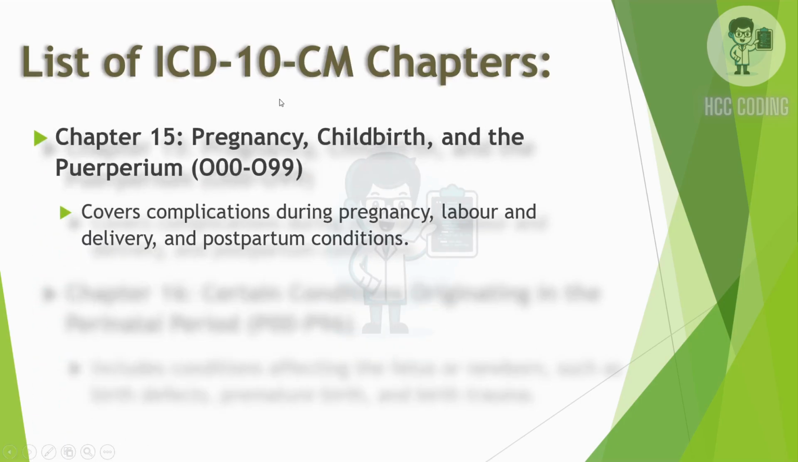Coming to chapter 15, pregnancy, childbirth and puerperium, where the code category starts from O00 to O99, which covers from the start of the pregnancy until delivery, what complications a pregnant patient used to have, and what surgeries she will be going through, like vaginal deliveries or cesarean deliveries. In the cesarean or the vaginal delivery, what complications a mother will be facing and what type of deliveries we will be having, everything will be covered under chapter 15.